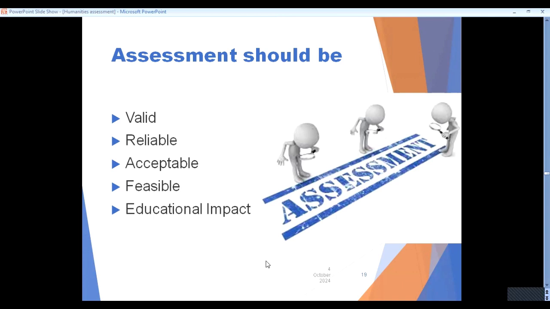Similarly, feasibility, acceptability also. So again, this alone might take 1 hour also if we try to explain everything as far as general assessment is concerned. But this applies to the assessment tools for humanities also. Next one, please.